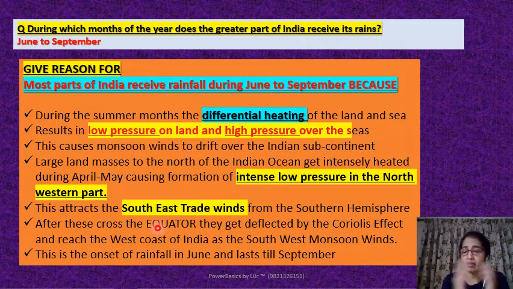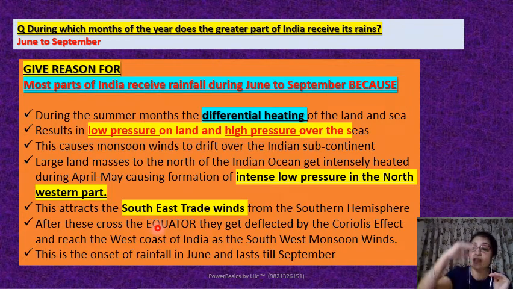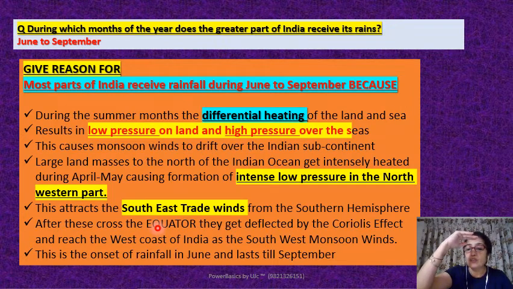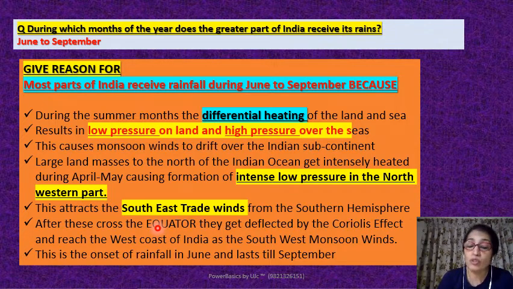Sun's rays are so direct. That causes the differential heating of land and water. Low pressure on land, atmospheric air moves up. High pressure on seas, air from there has to come here. It starts blowing from the seas. And that's how the monsoon rains come to us, or the monsoon comes to us. It rains here during June to September.